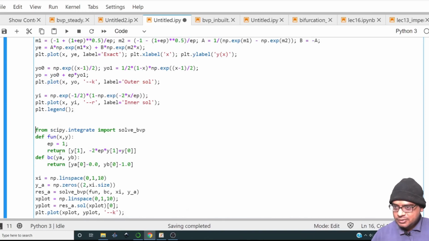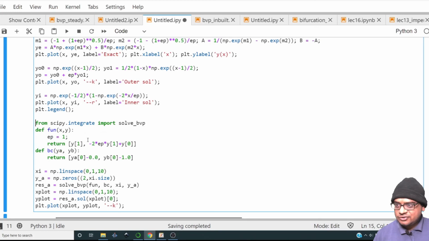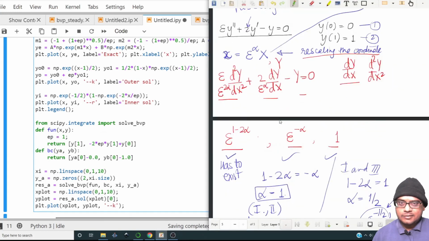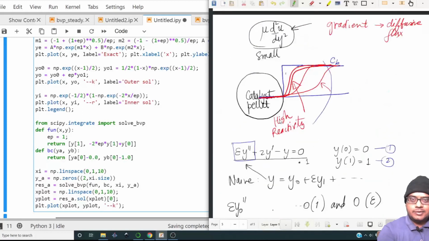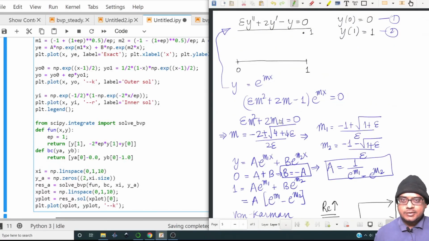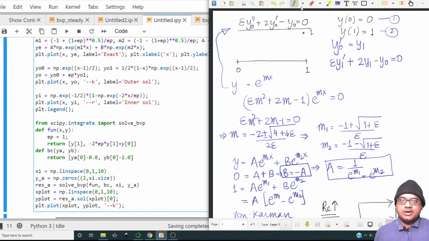So we're gonna import solve_bvp, and so the function we have to write. So one moment, what was it? So y prime. So let me call all this y0 because I want to cast it in the Python form. So let y0 prime be y1 and then epsilon y1 prime plus 2 y1 minus y0 is equal to 0. So I must divide everything by epsilon.